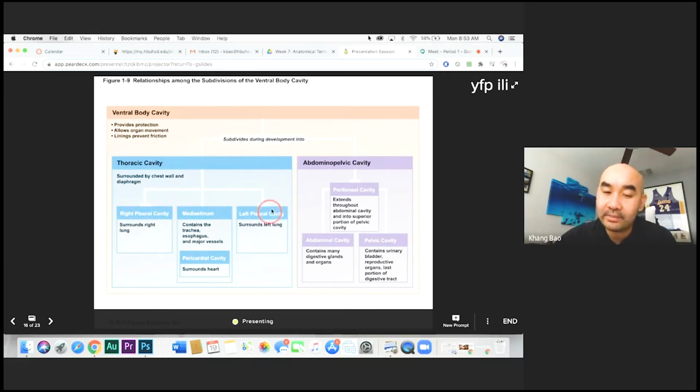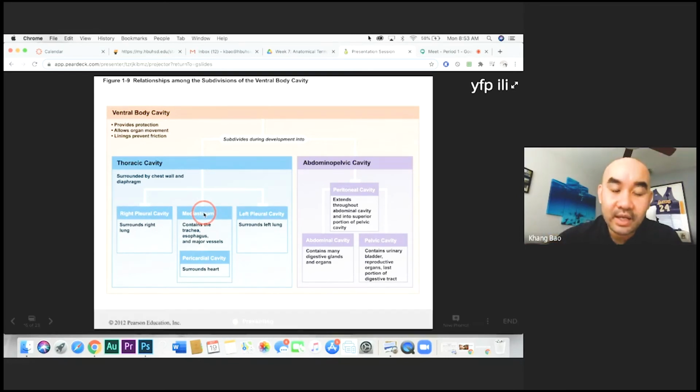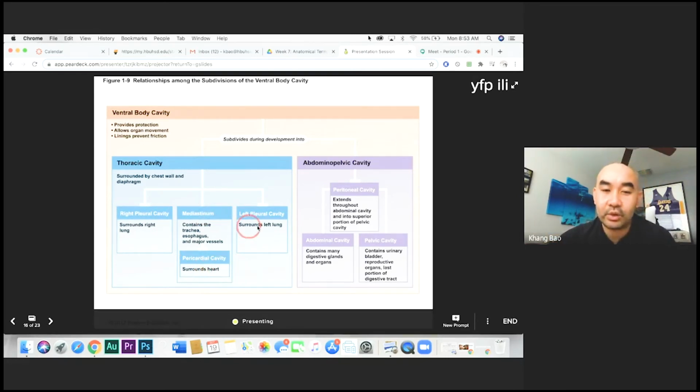Left pleural cavity is more for the left lung. And then you have the mediastinum. Think of it as the middle of your chest area here. And then it's around your heart. So the thoracic cavity carries your right lung, left lung, and your heart.